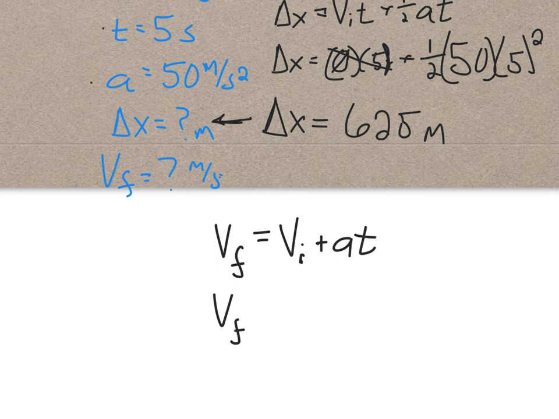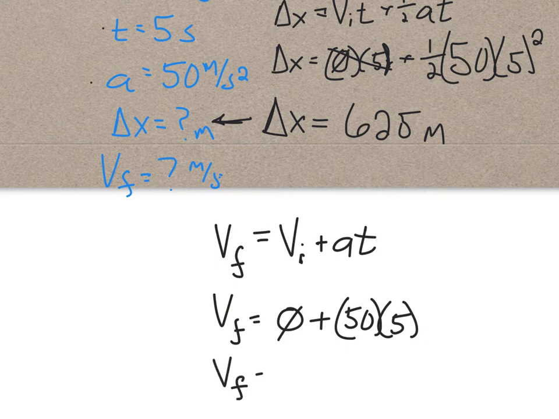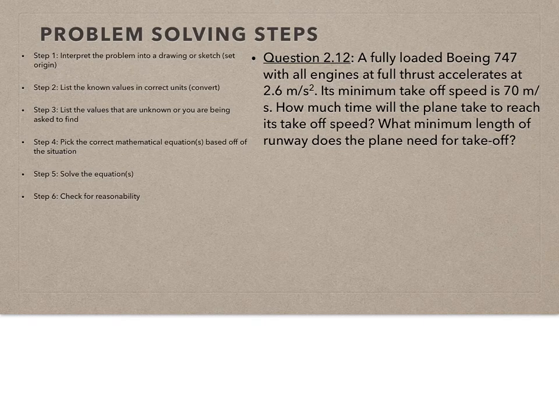So I start plugging my values in. What's my initial velocity? 0. What's my acceleration? 50 meters per second squared. And what's my time? 5 seconds. So my final velocity is equal to 250 meters per second. Okay, so we've got the next one.